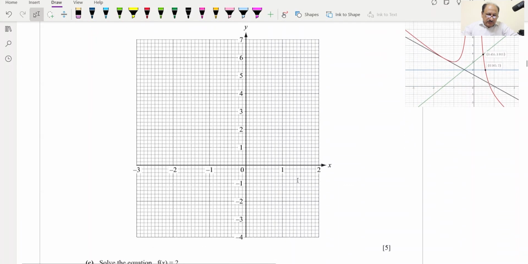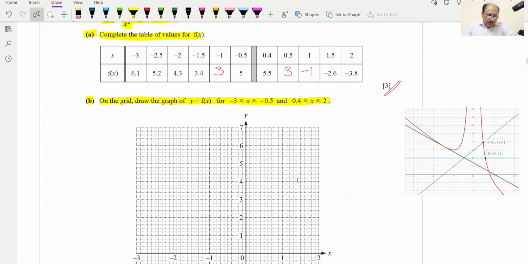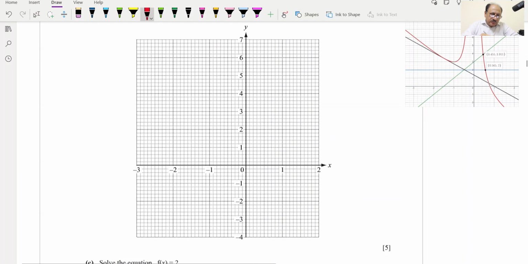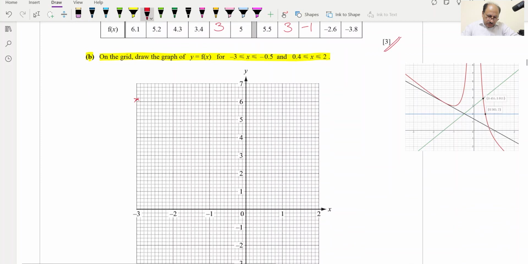Now this is the grid provided where we have to draw these points, and minus 3 and 6.1 is the first point. So 6.1 we can draw over here. So this is the indicated point. Now minus 2.5 and 5.2. 5.2 will be minus 2.5 basically. So minus 2.5 and 5.2 will be this point.